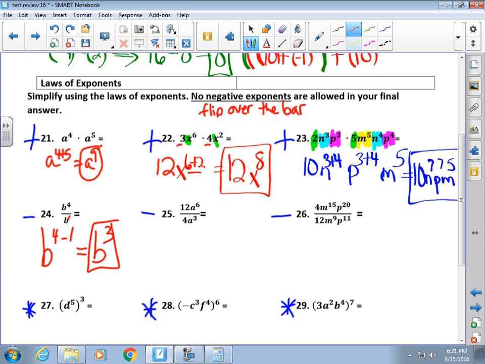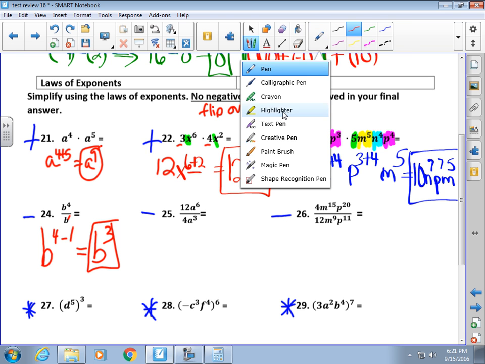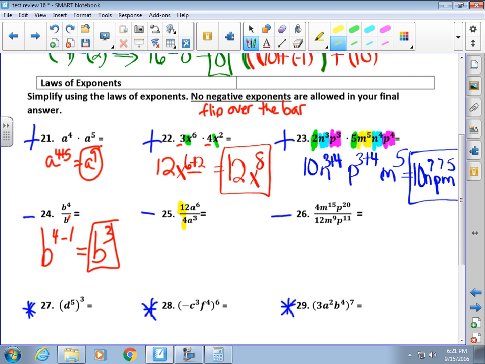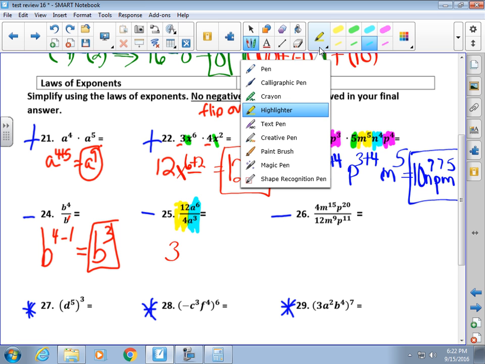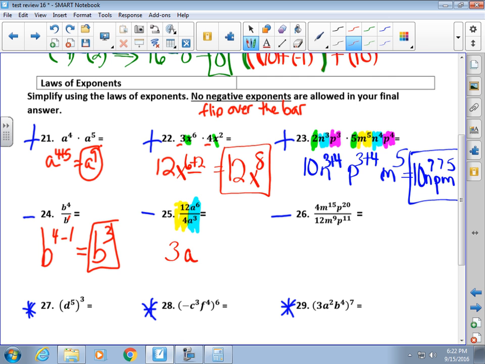25, once again, I have 12, a to the 6th divided by 4, a to the 3rd. I have these constant numbers, these numbers that don't have an exponent, they're already simplified. So I got 12 divided by 4. I can handle that. I know how to deal with division. 12 divided by 4 is 3. So I got 3. Now I have a common base that I can put together. I have a to the 6th divided by a to the 3rd. My rule tells me I can subtract. So a, 6, the number on top, minus the number on the bottom. This would be 3a to the 3rd power.